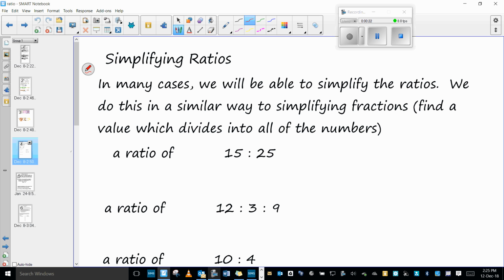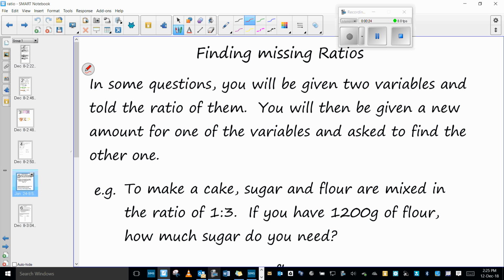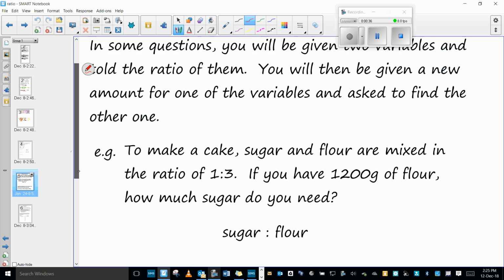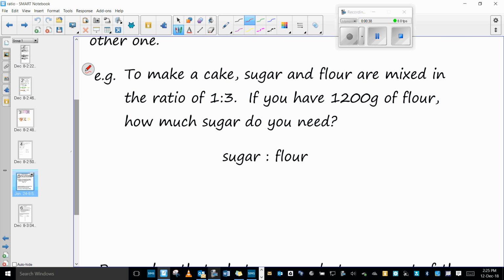In some questions, you'll be given 2 of the variables and told the ratio of them. You'll then be given a new amount for one of them and asked to find the other. So here we go. To make a cake, sugar and flour are mixed in the ratio of 1 to 3. If you have 1,200 grams of flour, how much sugar do you need?